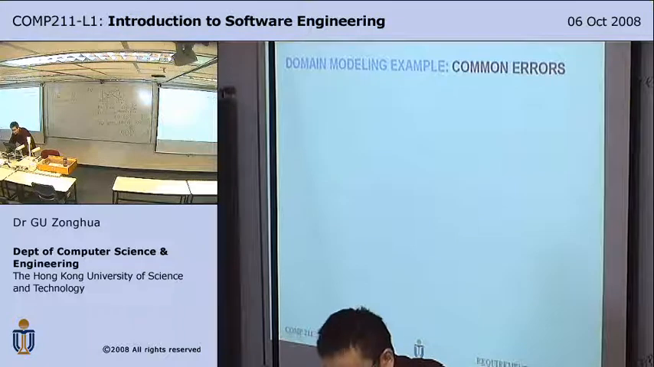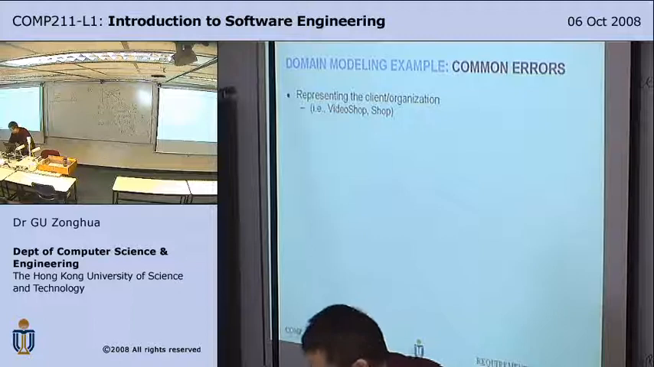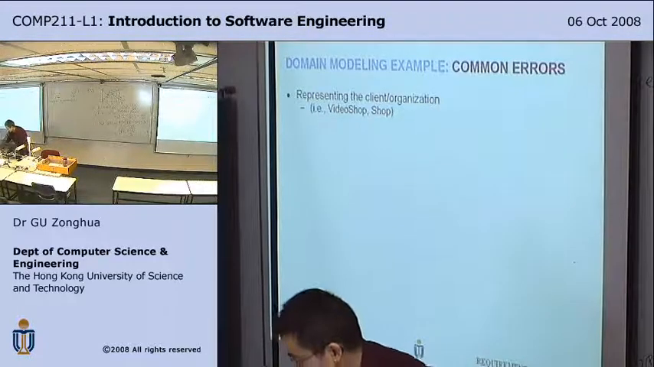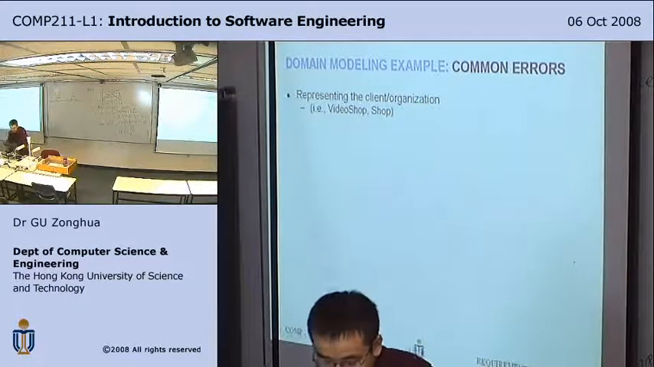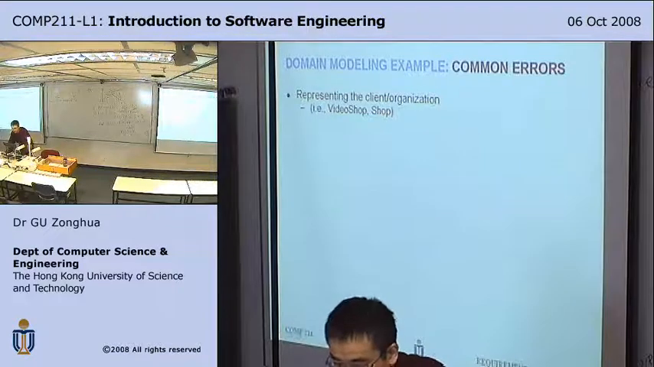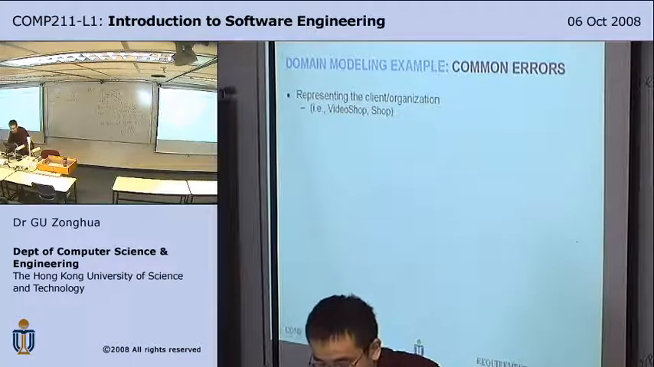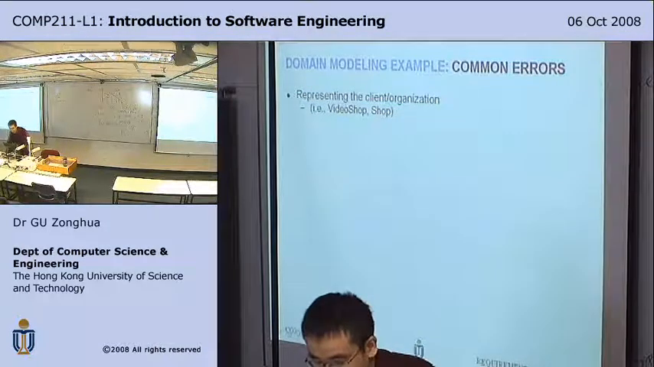So, common errors: representing the client organization. The video shop is the client. So you never place the client into the domain model. One exception is when perhaps the video shop is a chain store with many different locations all across Hong Kong. Then perhaps you need to have a shop in the domain model to represent which location it is. But it is not true for this problem statement. So you don't have to place the video shop into the domain model.